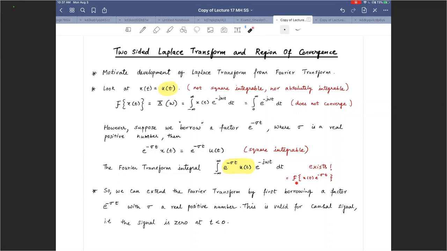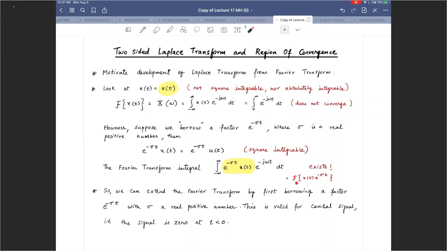Right, x of t in our case is the unit step here. So the summary is, if the Fourier transform of a signal does not exist, we may be able to make it converge by multiplying it with a damping exponential e to the minus sigma t, where sigma is a real positive number, e to the minus 5t and so on.